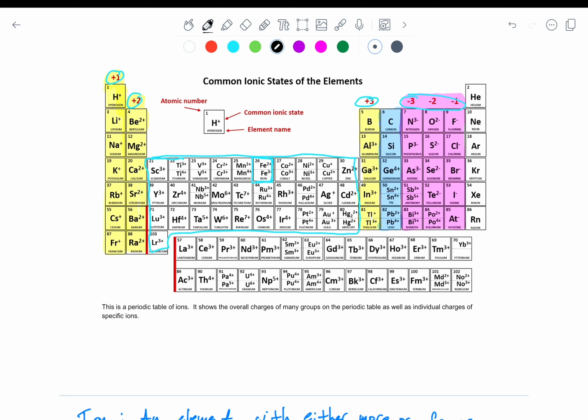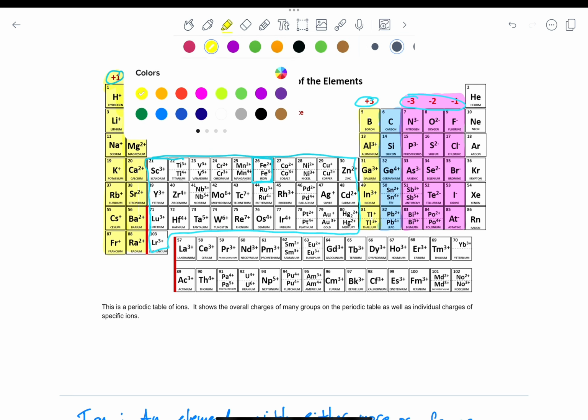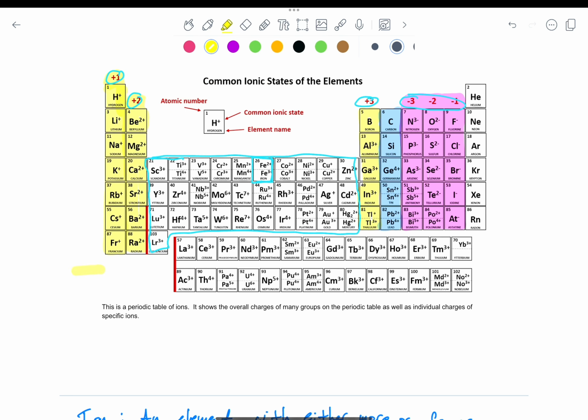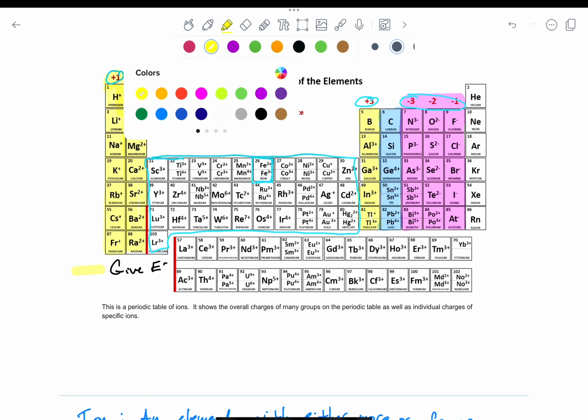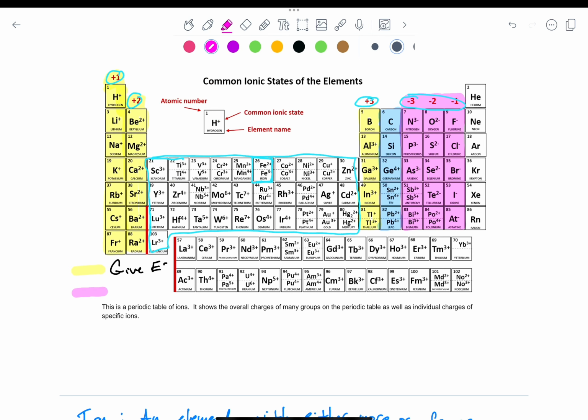So let's go ahead and make a note. If it's highlighted in yellow, it's going to give electrons. I'm sorry, my bad. And I'm just going to make that a big E with a minus sign. And if it's highlighted in pink, you're dealing with elements that are going to take electrons.